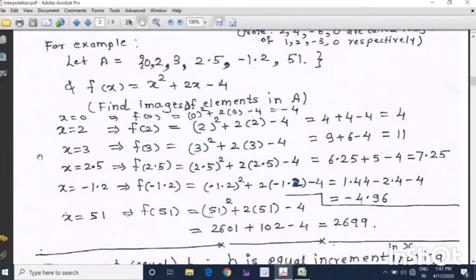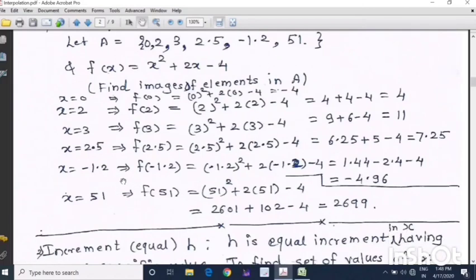Similarly, next value x equals 2. Here f of 2 equals, again substituting x equals 2 in the formula, we are getting the value as 4. For x equals 3, same, substituting the value of x equals 3 in the formula, we are getting f of 3 equal to 11. Calculating it the same for the remaining values. Here I have taken one negative value also.